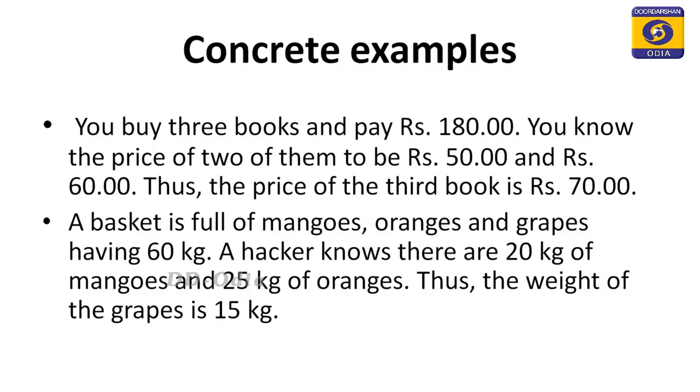Now, a concrete example. Suppose you buy 3 books and pay 180 rupees. You already know the price of 2 books, one is 50, another is 60. So, you can easily know the price of the other book. 50 and 60 will add up to 110, you will subduct it from 180, and you will reach the cost of the third book by deducting from the whole.